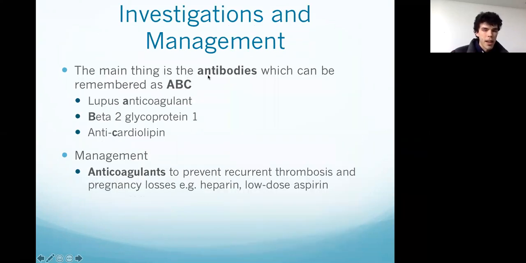Yeah, so the actual antibodies, so I know it's ABC, so lupus anticoagulant. I know it starts with an L, but it's easier for me this way. Beta-2 glycoprotein 1 and anticardiolipin. Management is basically anticoagulate them. You don't need to know tons of specifics about it. I think that's really honestly all you need to know for it. It's a subcondition of an R2.